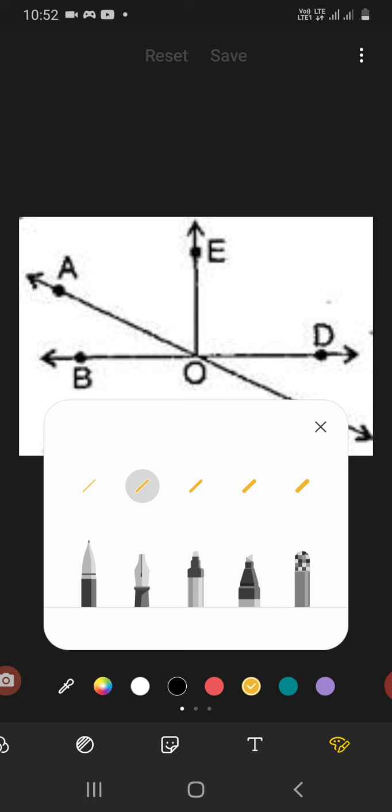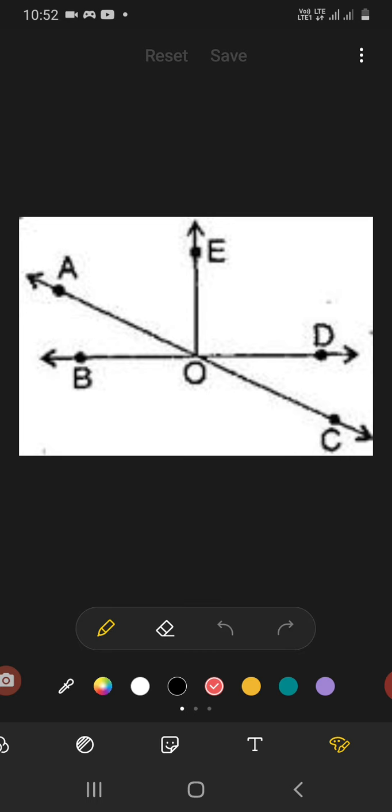Here you see this angle AOD and BOC. Both angles are vertically opposite and both angles are more than 90 degrees. Therefore, our answer is AOD and BOC.